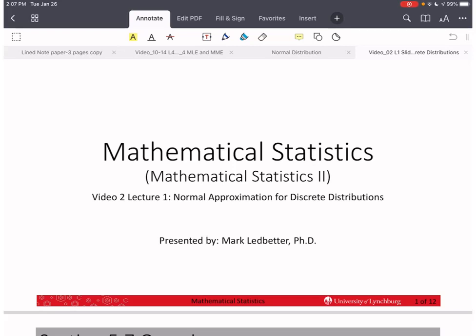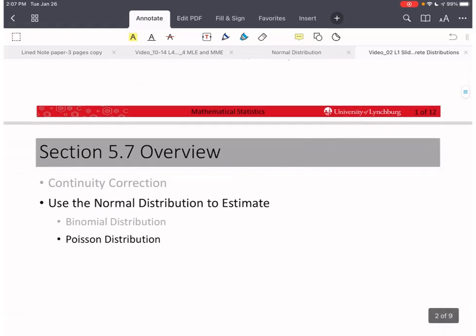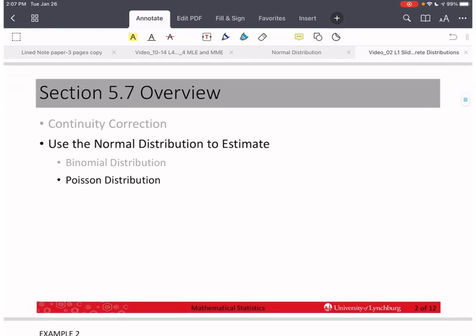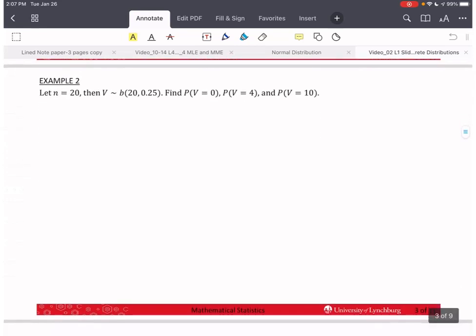We are approximating discrete distributions using the normal distribution. Last time we went over the continuity correction, and how to approximate the binomial distribution using the normal distribution. We're going to continue with some more examples in this video.